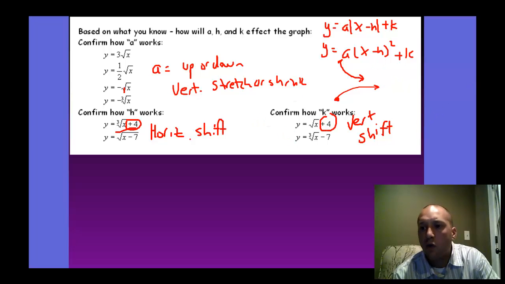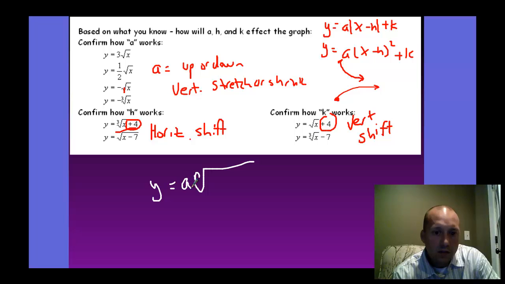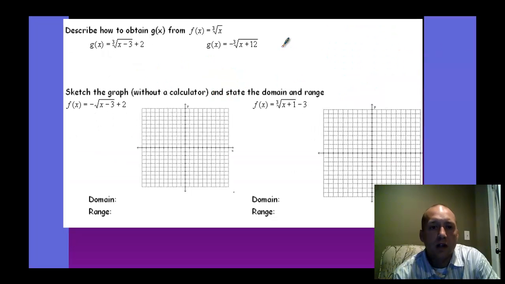So the overall form we're going to look at here for roots is going to be y equals some nth root, and it's going to have a in the front. So a times the nth root of x minus h, then plus k on the outside. So a, h, and k are the same that we've talked about in the past, just with the radical signs.